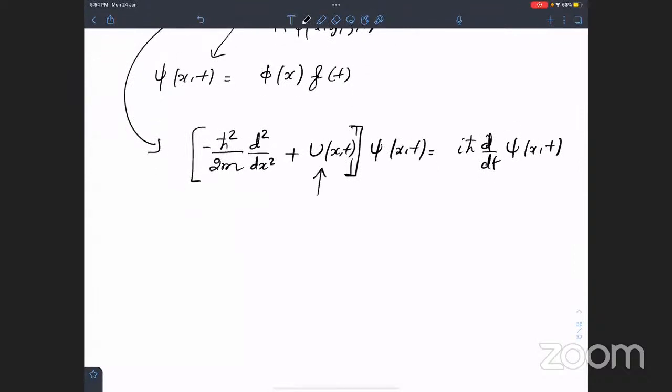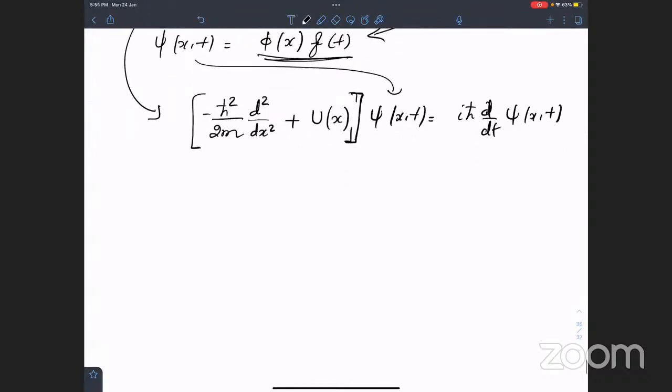If this potential is not time independent, or cannot be broken down into a factor like this, then forget it. The wave function will not be like this. The only condition in which this is possible is if the potential is time invariant, then we can replace this by separation.